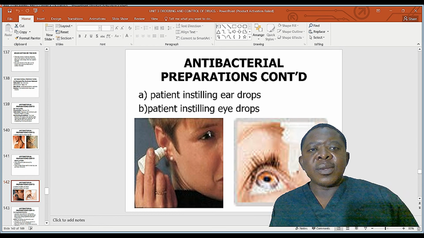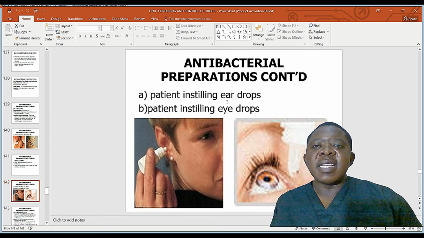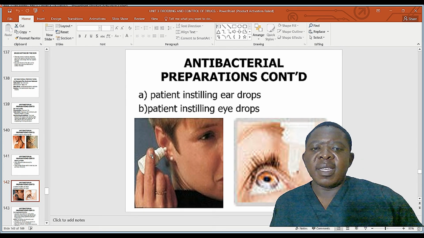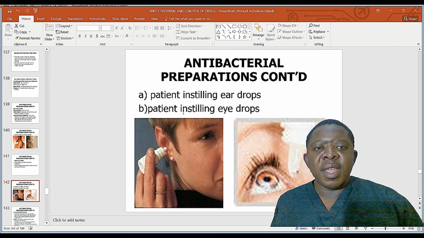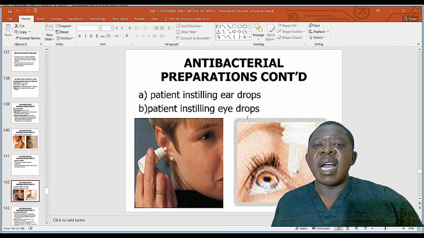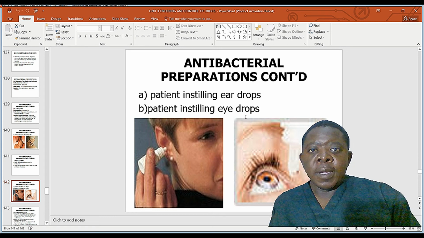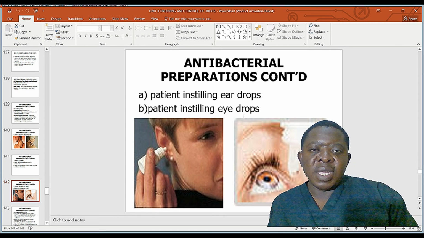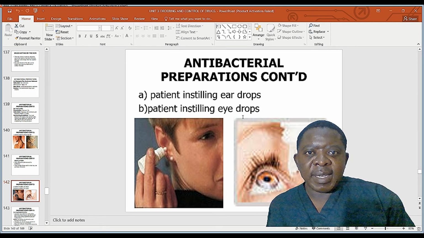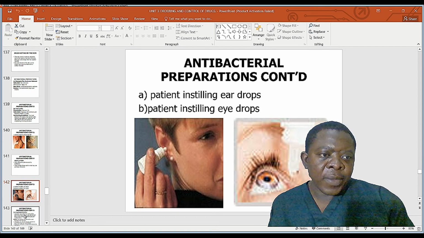Okay, so here we have a patient instilling ear drops. Here is a patient who's instilling some ear drops, and then a patient instilling eye drops. Okay, so they're instilling those. Of course, these are impregnated with drugs in them.